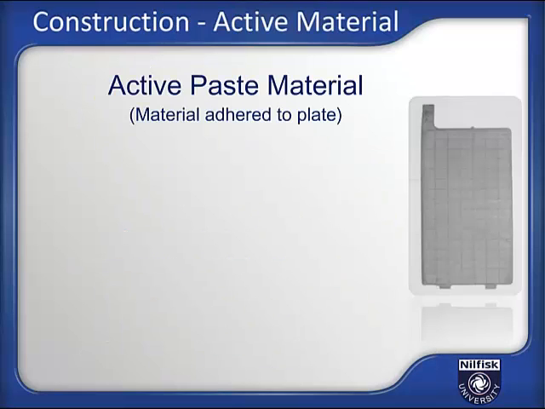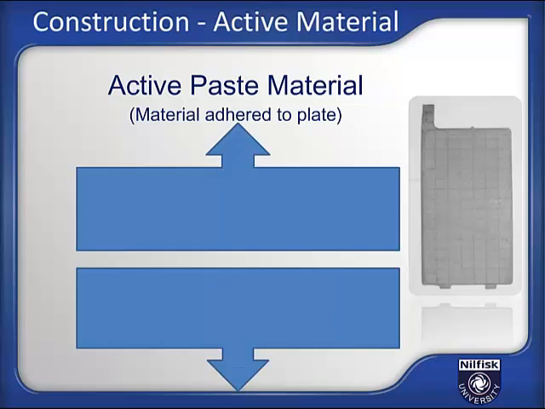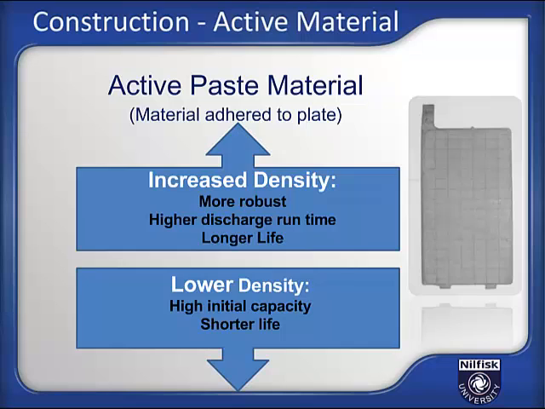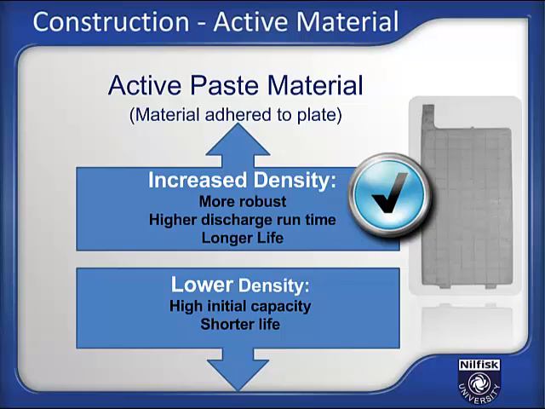The second main component that's important to understand in battery construction is the paste or active material adhered to the plate, basically filling in the grid structure with active material. Active material paste can be more dense or less dense depending on the battery type and the manufacturer. Increased density provides a battery that's more robust, has higher discharge runtime, and longer life. A battery with decreased or lower density in the active material creates a battery that has high initial capacity, such as a starter battery application, but shorter life. In the floor machine application, a more dense active material is required.